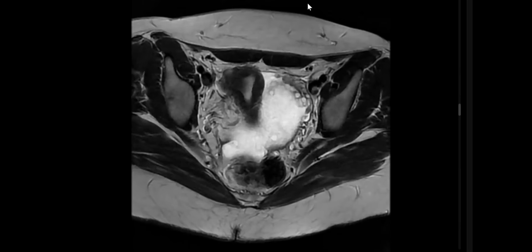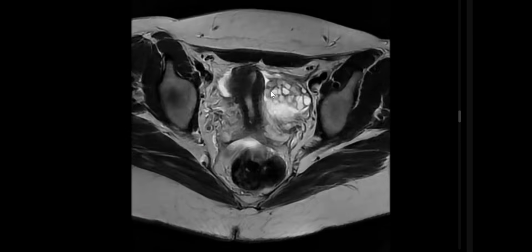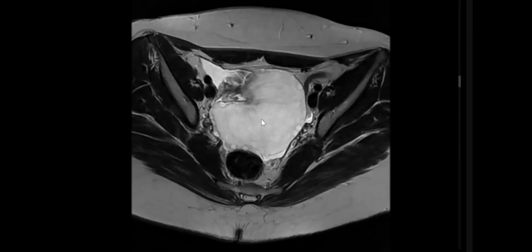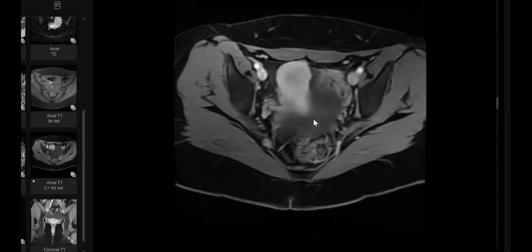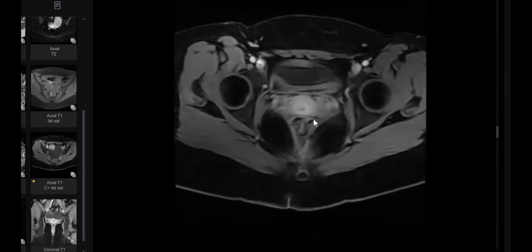Early or late ovarian torsion? Okay, this is T2 and the stroma is high, so likely edema. So this is early stage. Very good. Any other sequence you want to see? Yes, the post contrast, please. Okay, post contrast, and by the way, diffusion also can be sensitive. Post contrast, what do you see here? There is absence of enhancement.